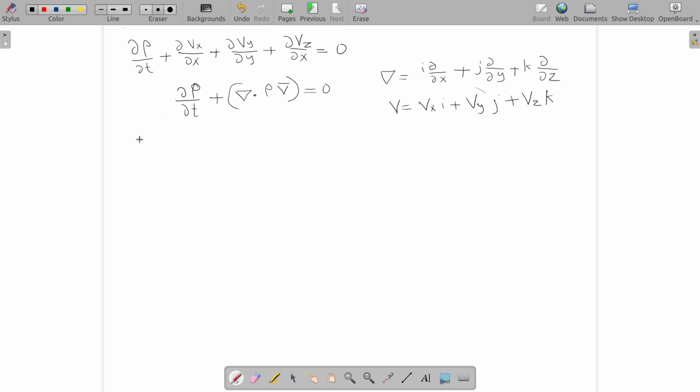So for an incompressible fluid, rho will not change with respect to time, which means this component will be 0, and you can divide the entire equation by rho and you will get del dot v is equal to 0. Again, if you expand it the same way, you will get dou vx by dou x plus dou vy by dou y plus dou vz by dou z equal to 0. That is the very same notation.